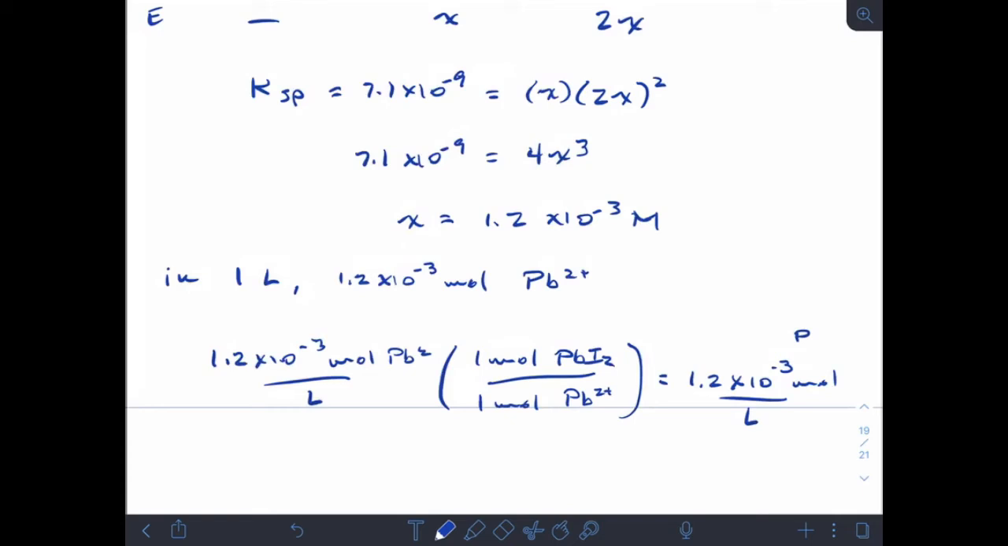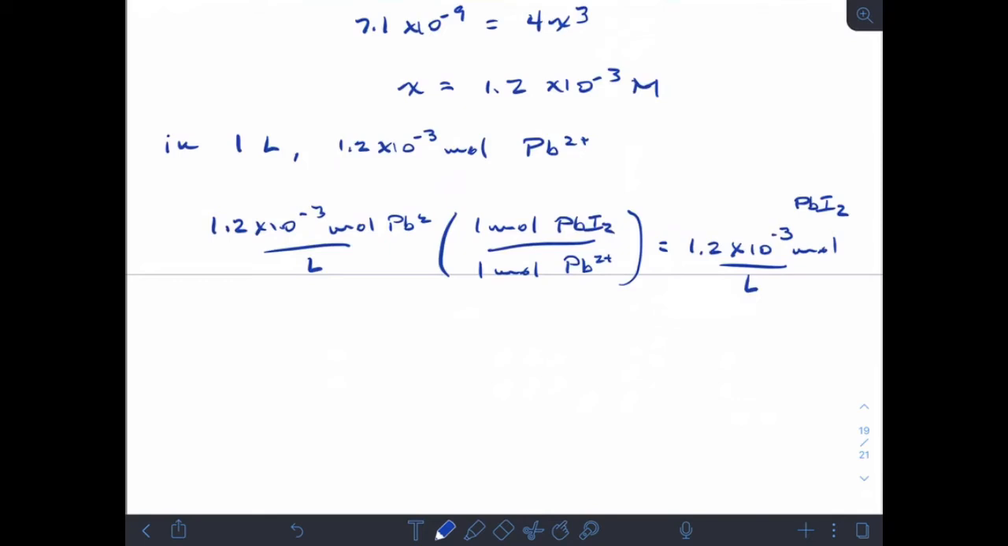Moles of PbI2. Right? So the molar solubility is 1.2 times 10 to the minus 3 moles per liter. Okay. Molar solubility of potassium iodide.